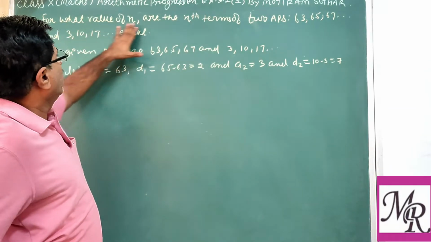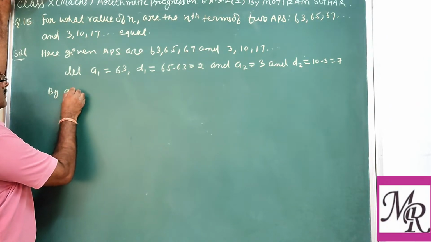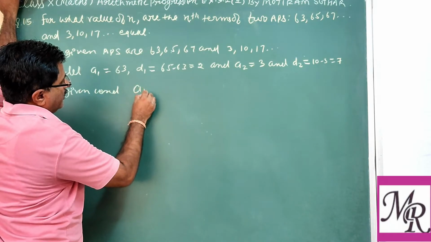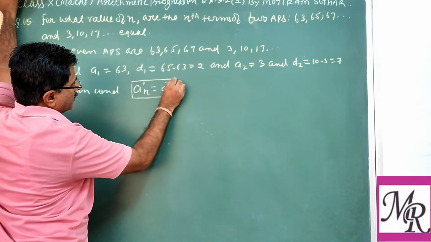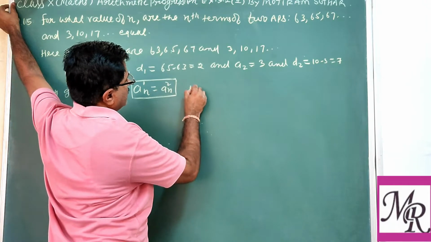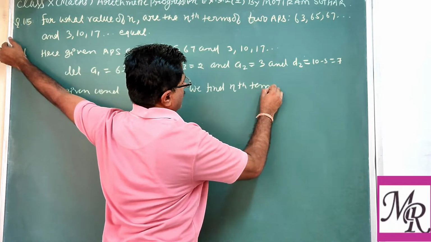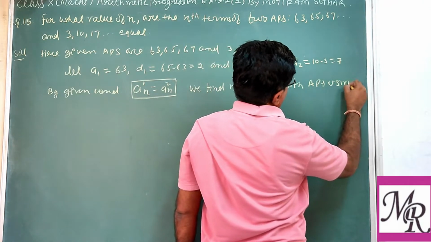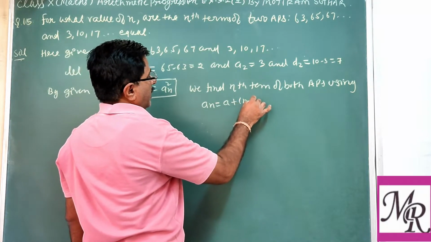Now say nth term. By the given condition, an of the first AP equals an of the second AP. This condition is given, the nth term of both APs. So you have to find the nth term of both APs using the general formula an equals a plus n minus 1 into d.